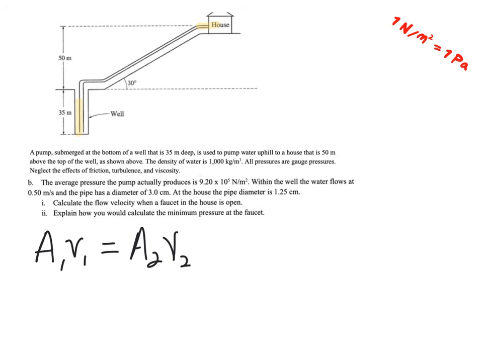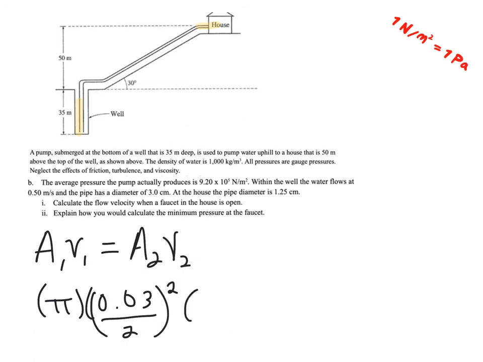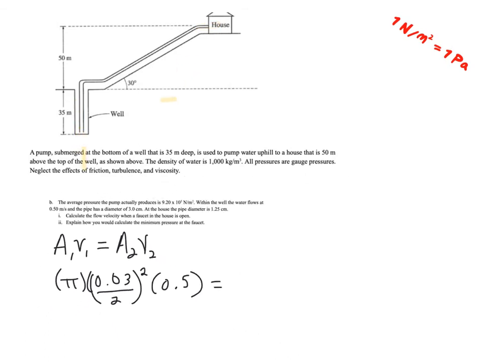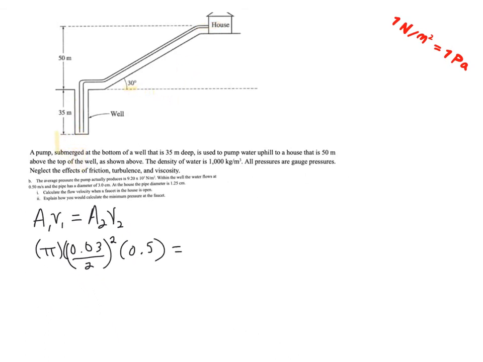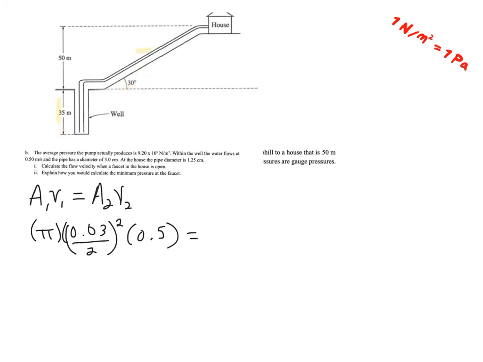So to get the area at the bottom, first I need to convert into meters. That's huge. So I'm going to do pi r squared, and they gave me a diameter, so that's actually going to be pi times 0.03 divided by 2, and that's squared. So that's my pi r squared for the bottom. And then the speed at the bottom is 0.5. So I've got everything there on the left-hand side. I'm just going to shrink this down, kind of fit it in there. Took the question with it.